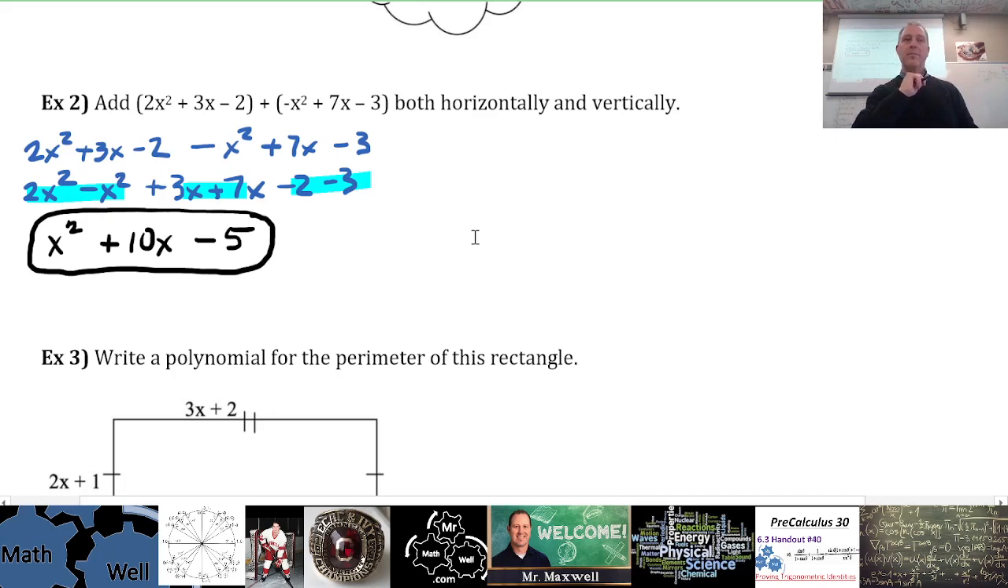How did you get x squared for your answer? Oh, how to get x squared? Okay, thank you for that question. So let's go back to this spot right here. These are my like terms of x squareds. I have a plus 2, right? I have 2, and I take away 1.